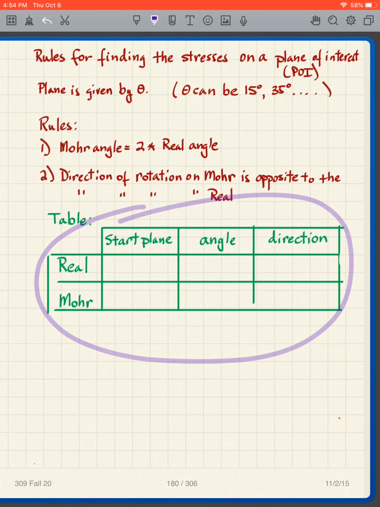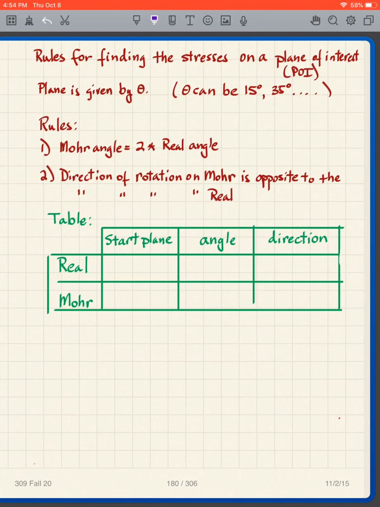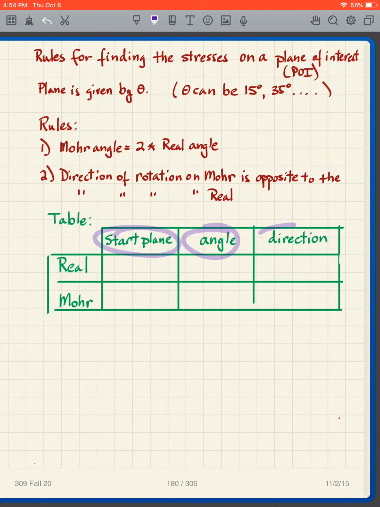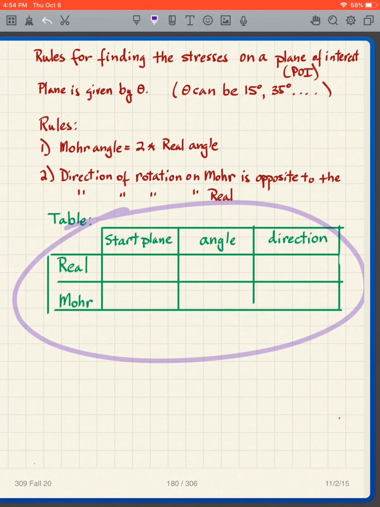If you can fill out this table, which is extremely simple, you will be able to go around the Mohr circle very easily. We're going to have things in the real world, and then we're going to have the Mohr world. So we're going to have a starting plane, an angle, and a direction in both worlds, and we want to move from one world to the other. Sometimes we're going to go from the real world into the Mohr world, sometimes from the Mohr world into the real world. That is what is coming up, and I'll show you how to use this table.